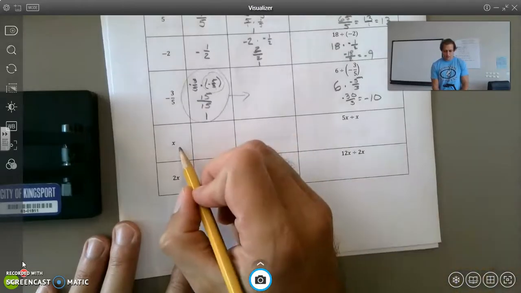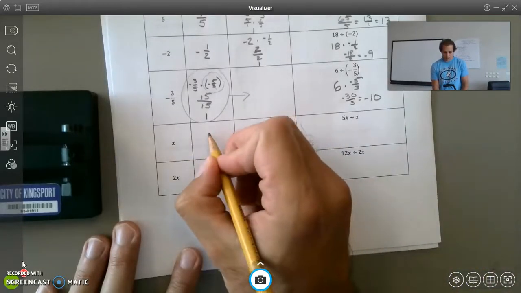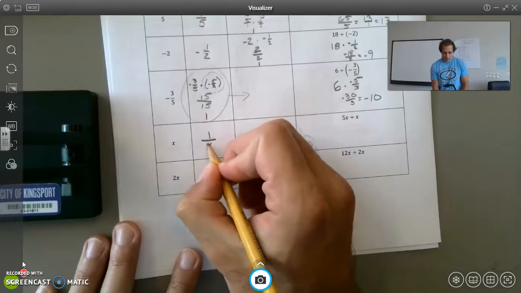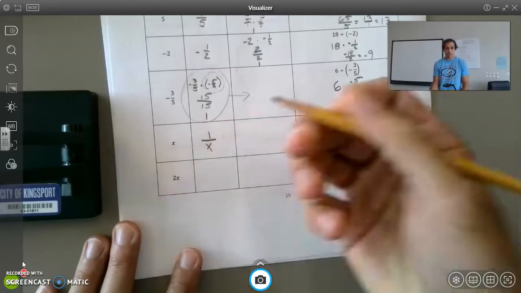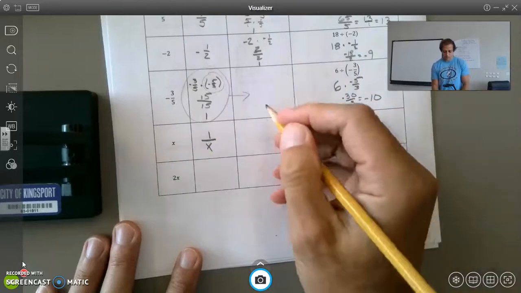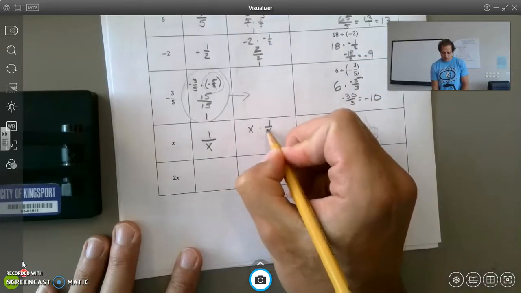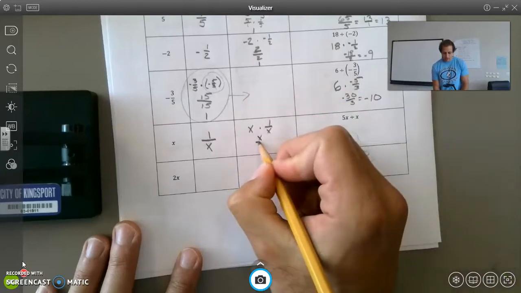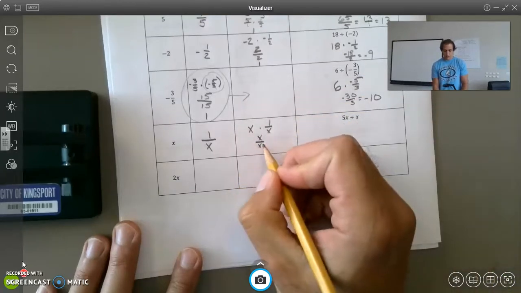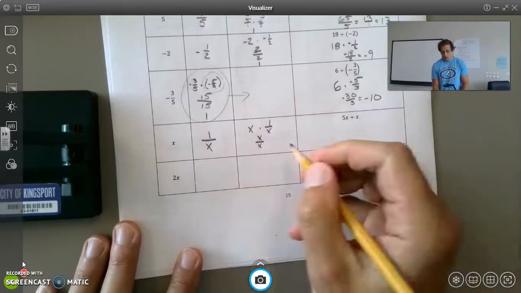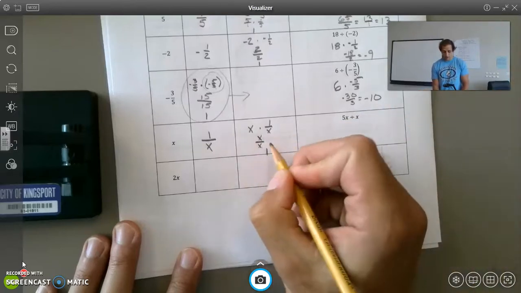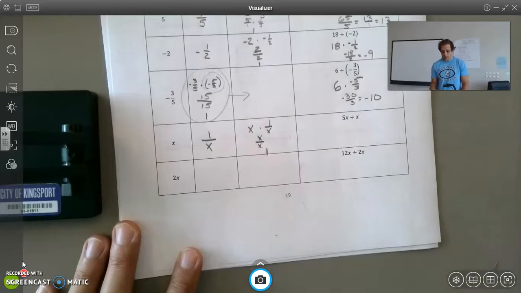So if I'm looking at x, what is the reciprocal of x? It is 1 over x, because x could be written as x over 1. So let's prove that. x times 1 over x is going to give me x divided by x. What is any number divided by itself? It's 1. The reciprocal of x is 1 over x.